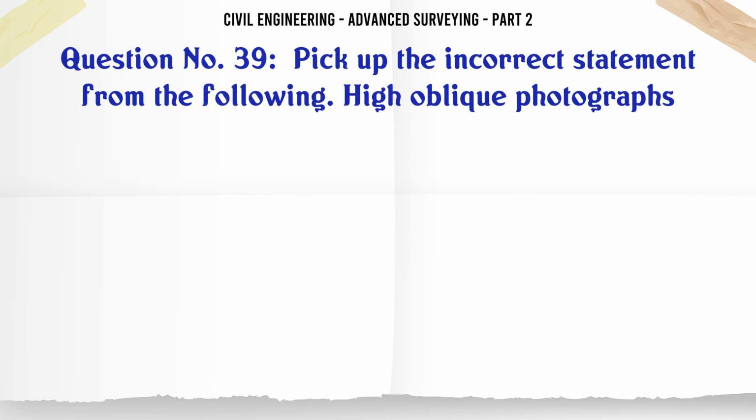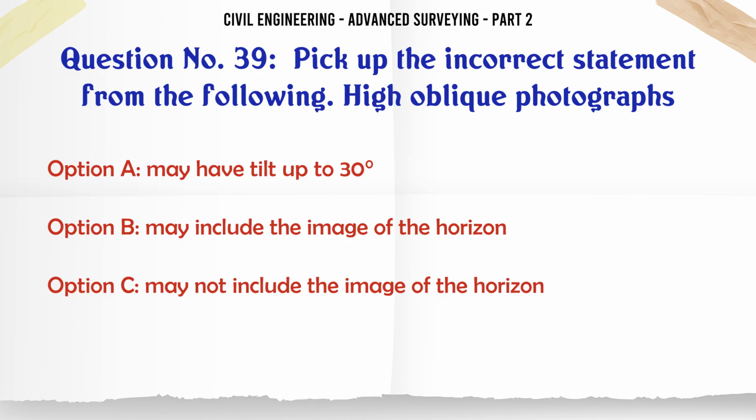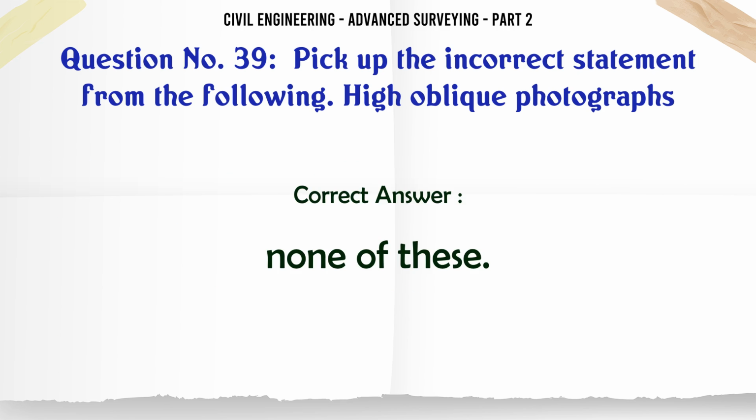Pick up the incorrect statement from the following. High oblique photographs: A. may have tilt up to 30, B. may include the image of the horizon, C. may not include the image of the horizon, D. none of these. The correct answer is none of these.